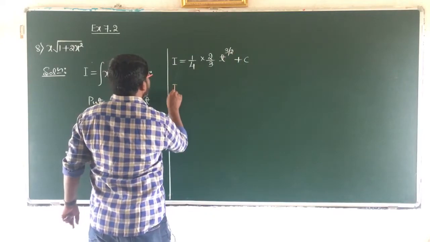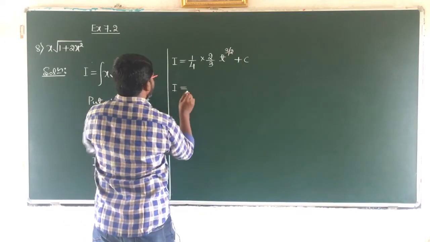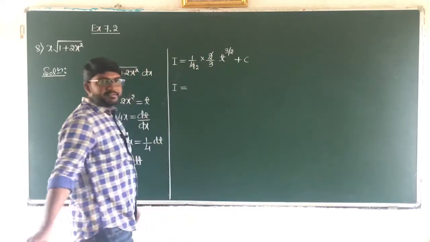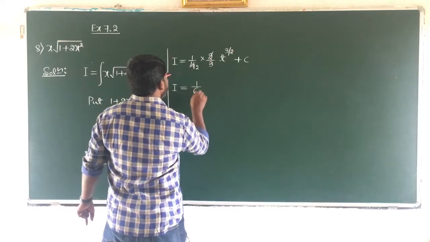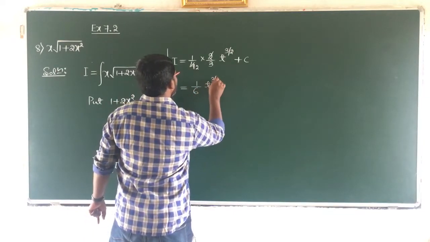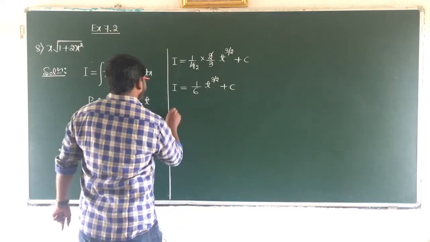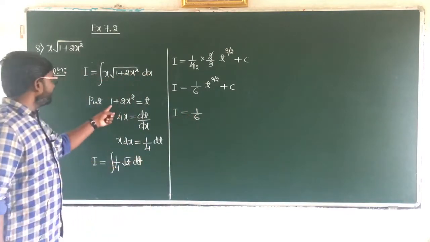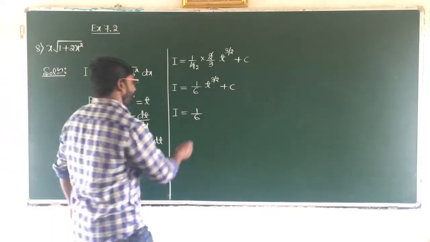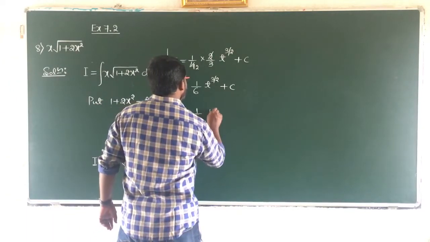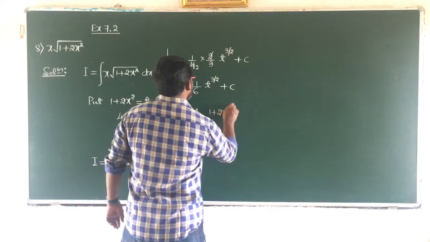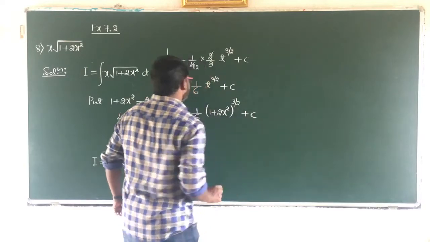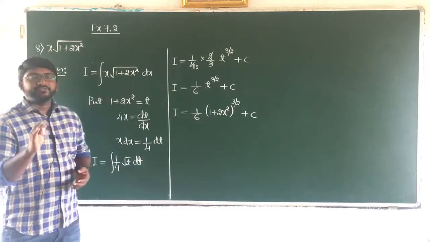So now I is equal to, 1 into 2 is 2, 4 into 3 is 12, so we get 1 by 6 t raised to 3 by 2 plus c. What is t here? t will be 1 plus 2x square. So it is 1 plus 2x square whole to the power 3 by 2 plus c. This is the final answer for the 8th one.